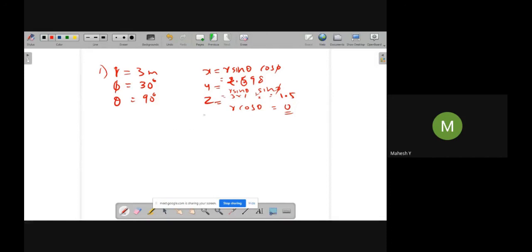So this is how we have to convert from any coordinate system. So we'll see one more. Given x is equal to 2, y is equal to minus 3, z is equal to minus 1. Calculate rho, phi, z and r, phi, theta.